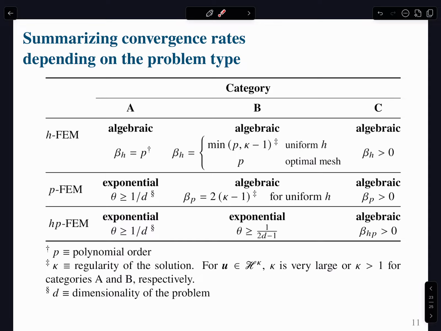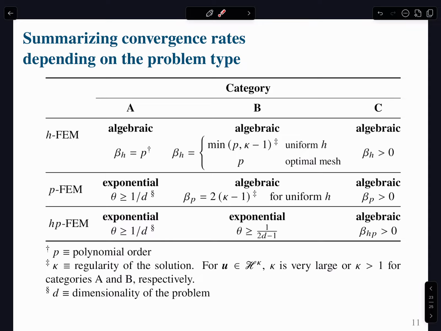So let's talk about hp-FEM. So if we have h-FEM and we have p-FEM, well, obviously someone thought about combining these two to take the best of both and make a more powerful method. That is called the h-p version of FEM. And so what theory tells us is that if you do that, and I'll talk a little bit about how you are going to do that, it turns out that you also recover exponential rates for the smooth problems, but you also recover exponential rates for problems in category B, which were the nasty problems.